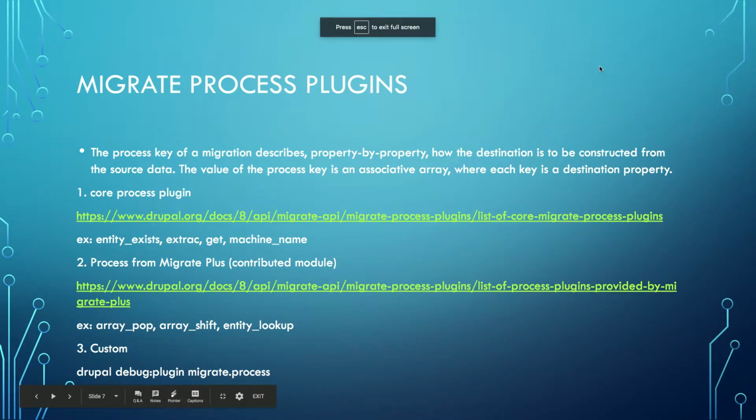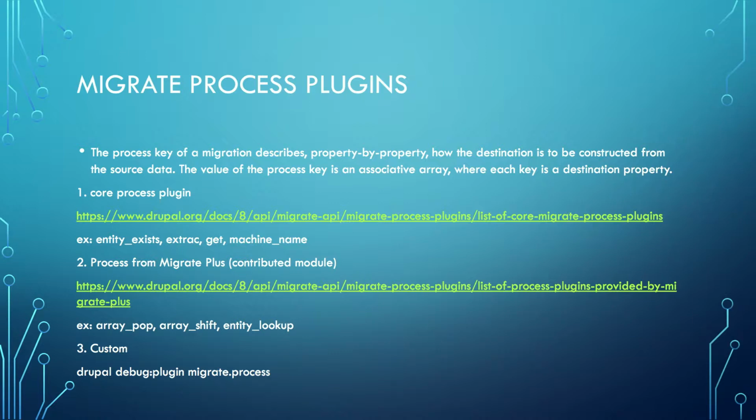So next one is migrate process plugins. There are 3 YAML files. There's one on top, what's called the source plugin. The next main one is migrate process plugins. A lot of them are actually provided by the core process plugin. If you go to this website, there is a pretty extensive list that they provide.